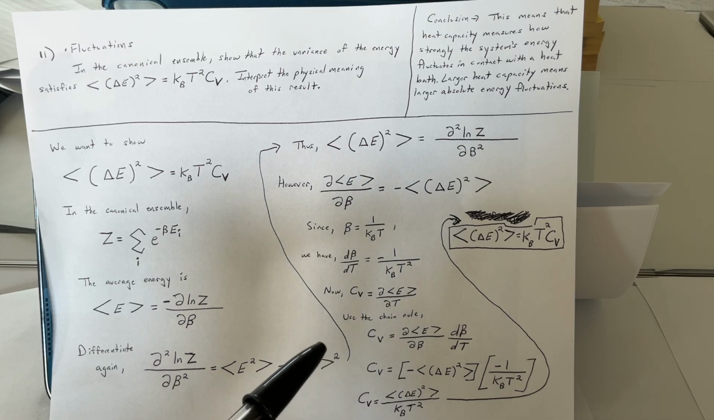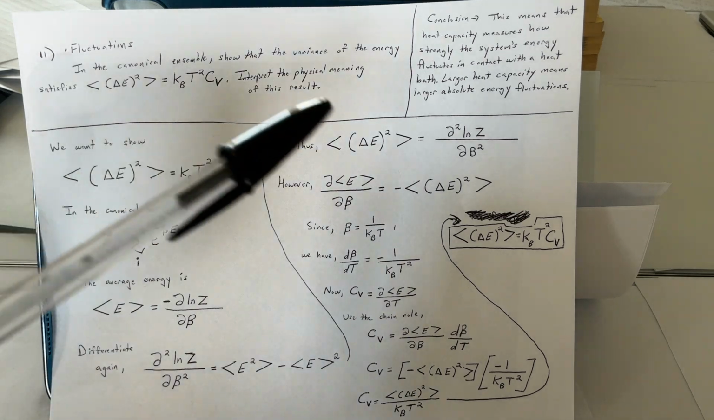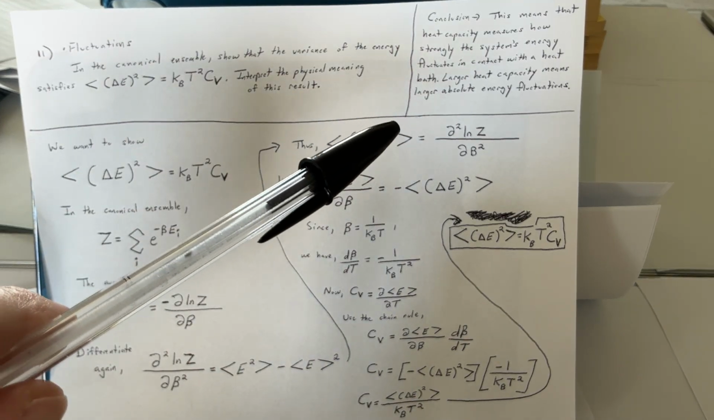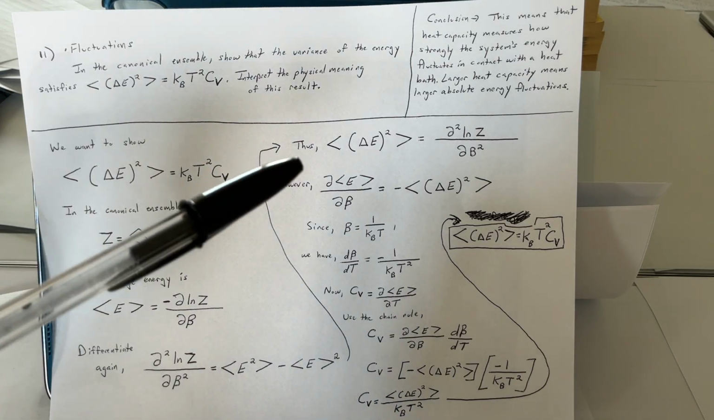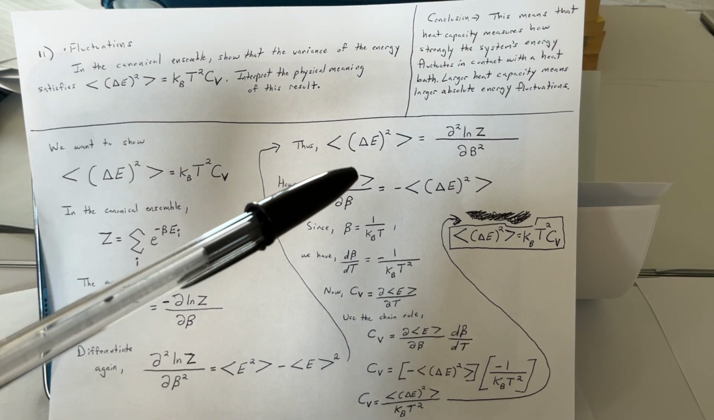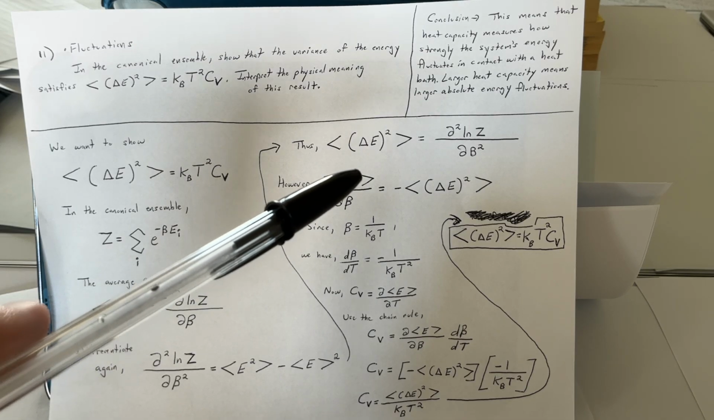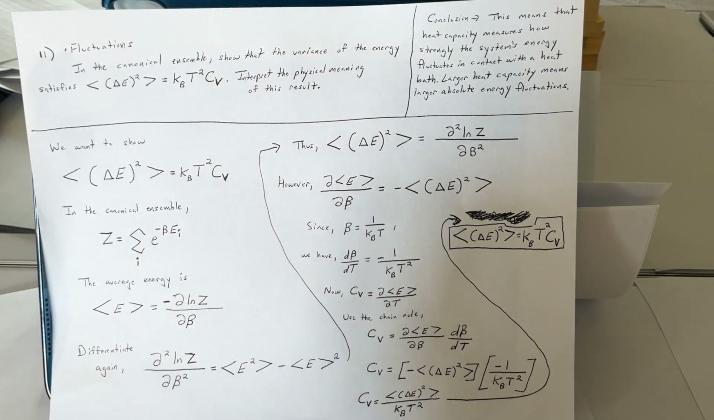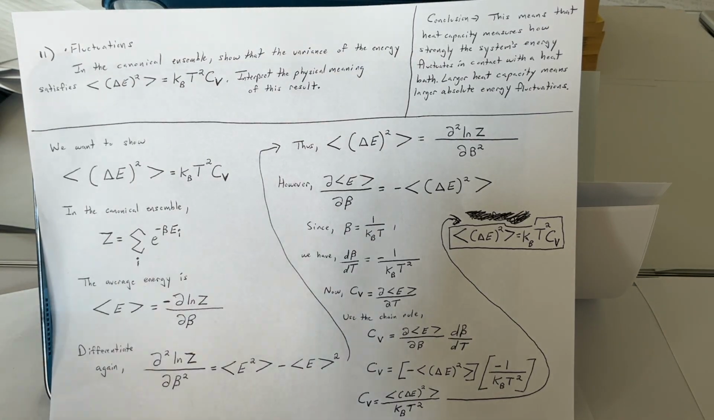So second derivative of this, and what this is going to become is the average of E squared minus the average of E, squared. So this is just delta E squared, which is equal to that second derivative of ln Z. And also, the partial with respect to beta of the average E equals negative delta E squared.